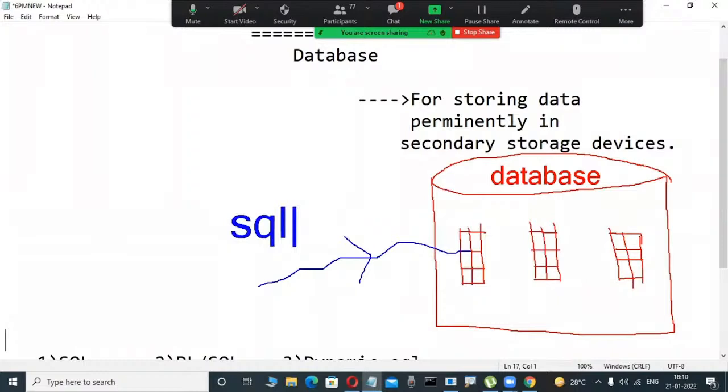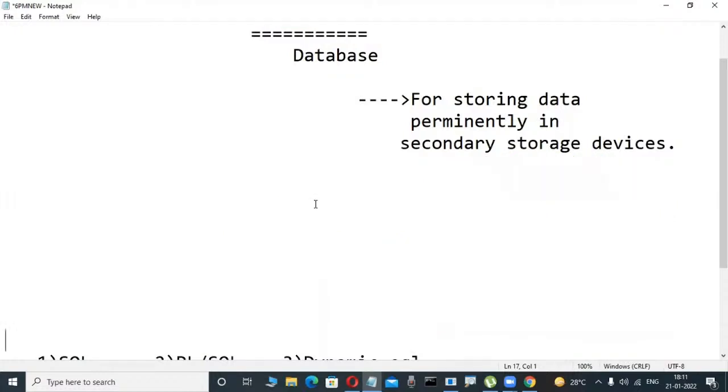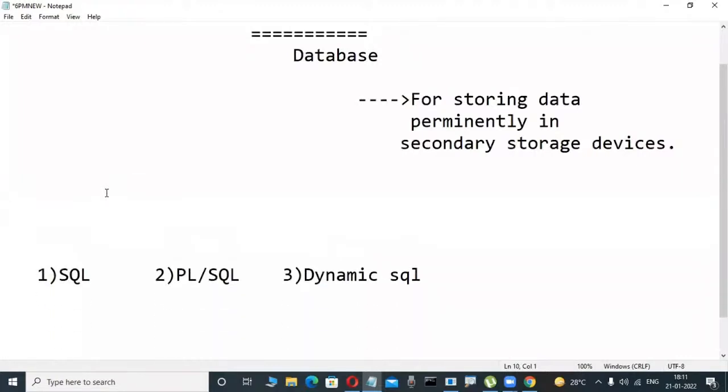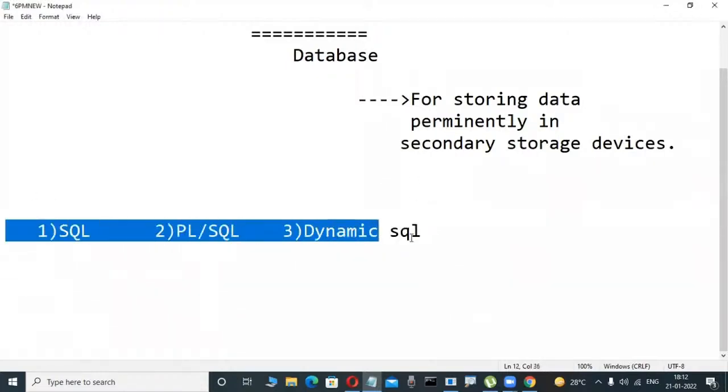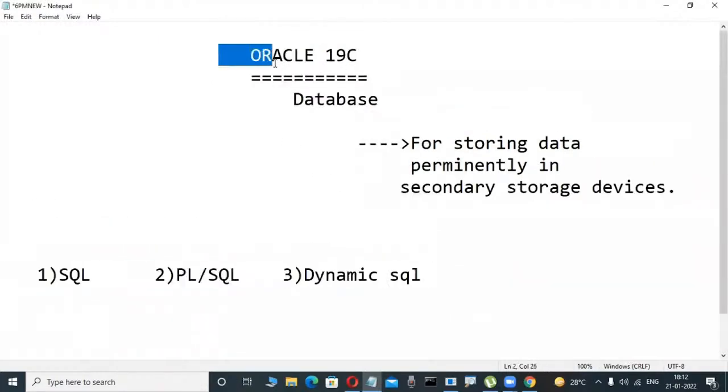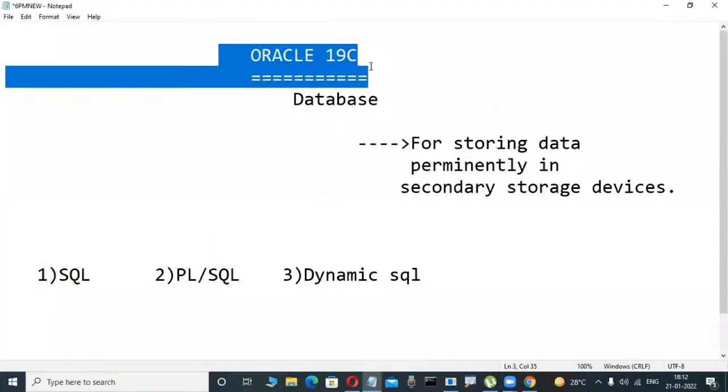Up to this point yesterday, I told only small things. If you want to operate this Oracle software, we use SQL, structured query language. Another language is PL/SQL, procedural language extension for SQL. Another language is dynamic SQL. Through these three languages, we operate this Oracle software in your companies.